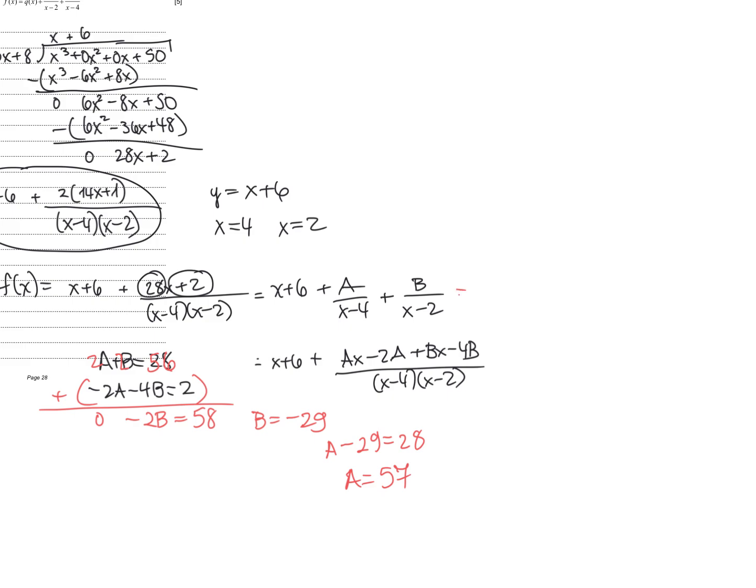So finally, this is x plus 6 plus 57 over x minus 4, and B is negative 29 over x minus 2. And just let me know if you've noticed several mistakes in the mark scheme, because I have, but I think I'm right.